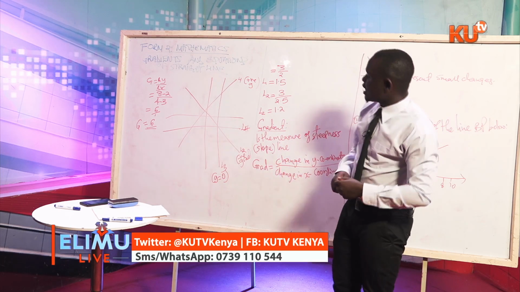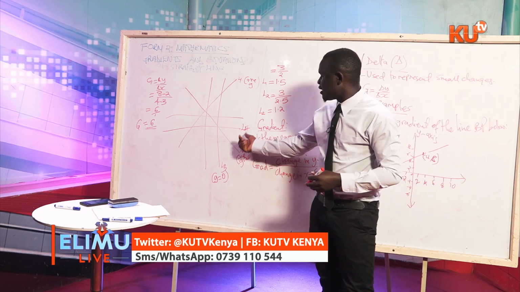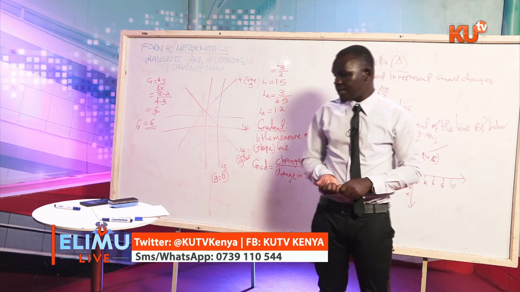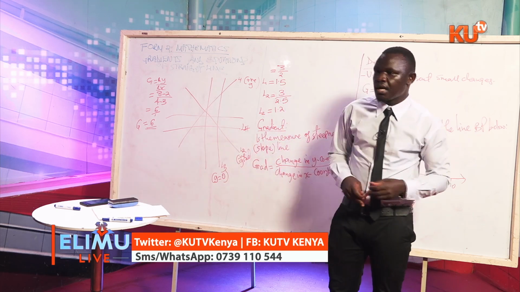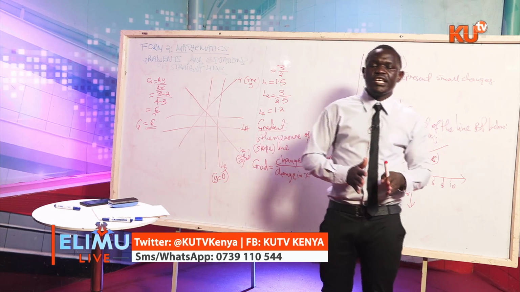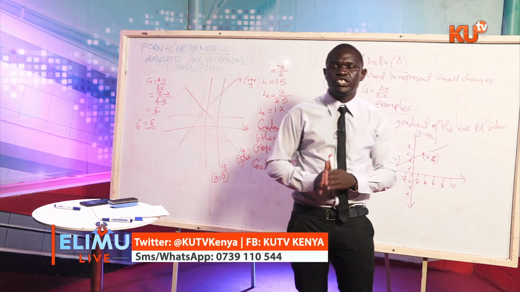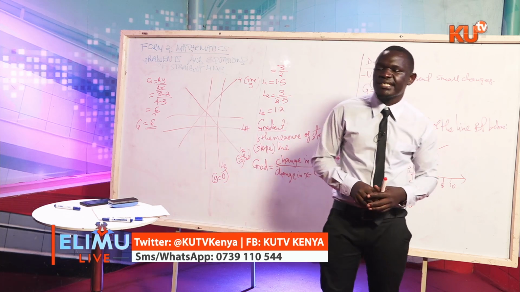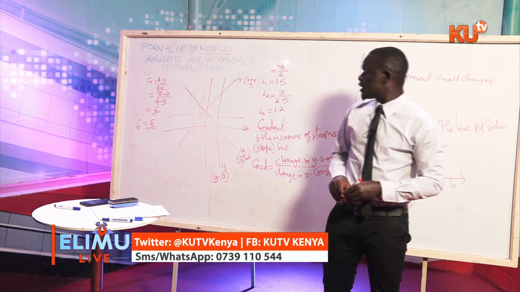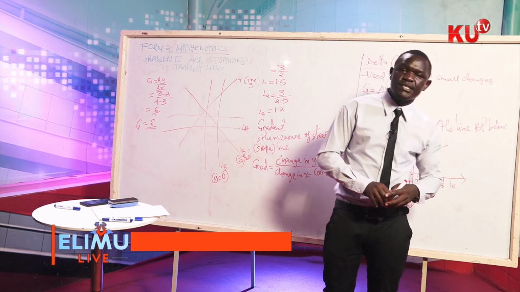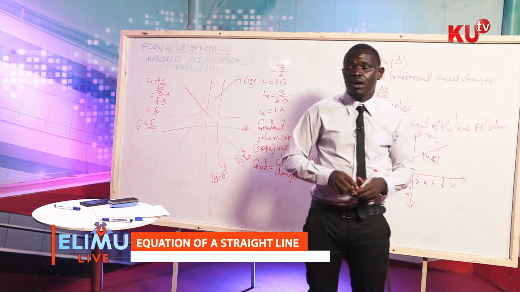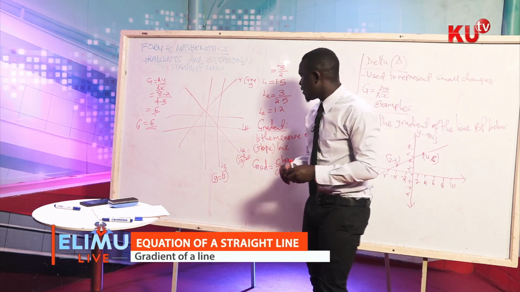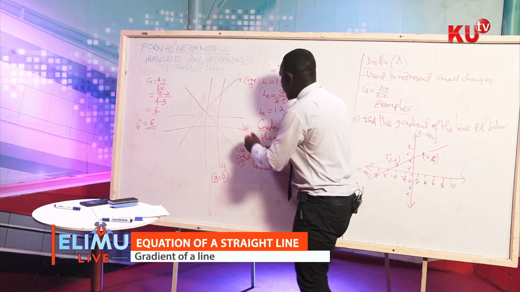Let's now look at this case, this line L4, which is the horizontal line parallel to the x-axis. That means that for any change in the x coordinate, there is no change in the y coordinate. That means that the y value remains as 0. So for this one here, you realize that.